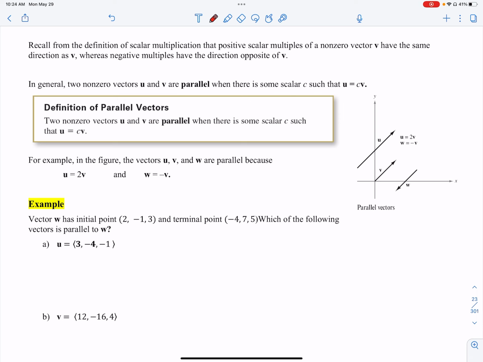Now, for 2 vectors to be parallel, they have to have the same direction. They just have to move in the same direction, right? Length doesn't really matter. All they have to do is run exactly in the same direction. The whole doesn't touch thing doesn't work here.